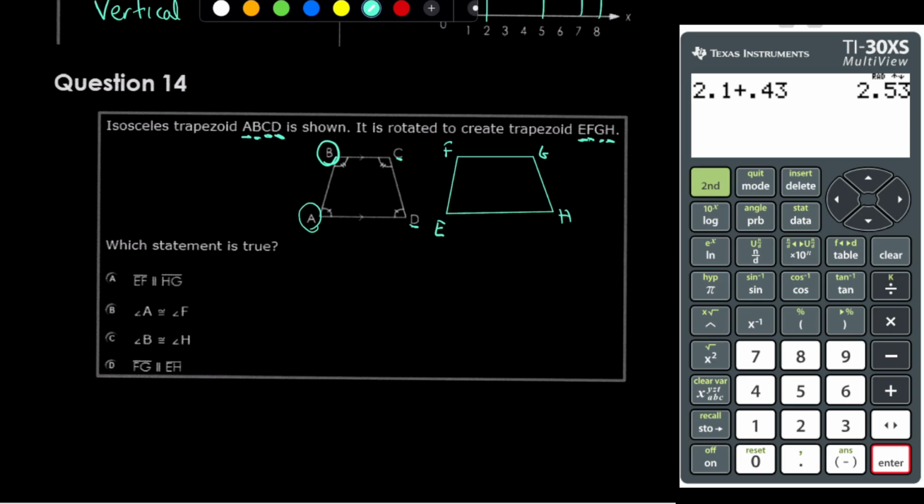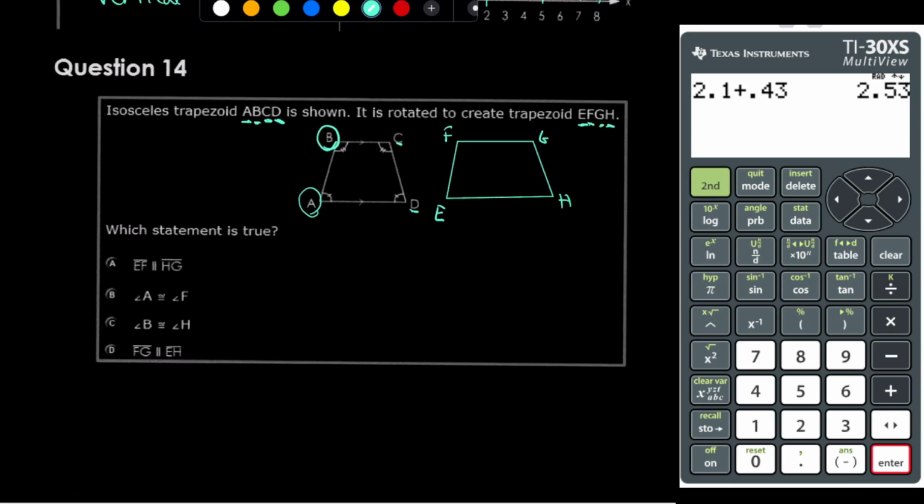Okay? Before you even get into any rotation shenanigans or anything like that, just draw the shape first. Then you can worry about rotating it if you have to. But you might not even need to do that. For example, which statement is true? A, line EF, which is this line right here, is parallel to line HG. And you can see that that's not true. They would eventually cross up.